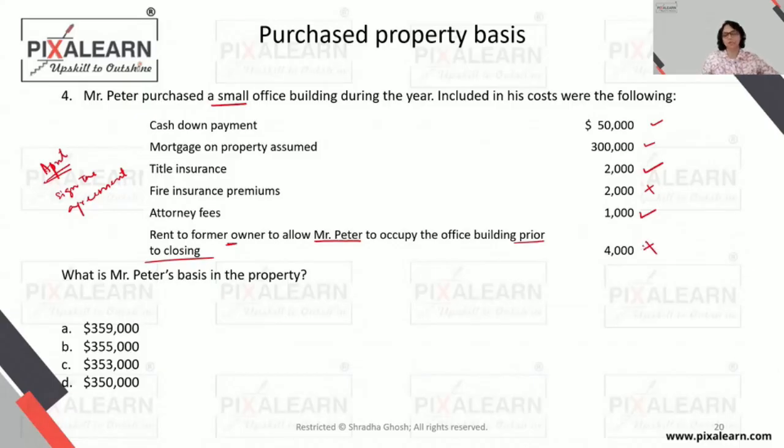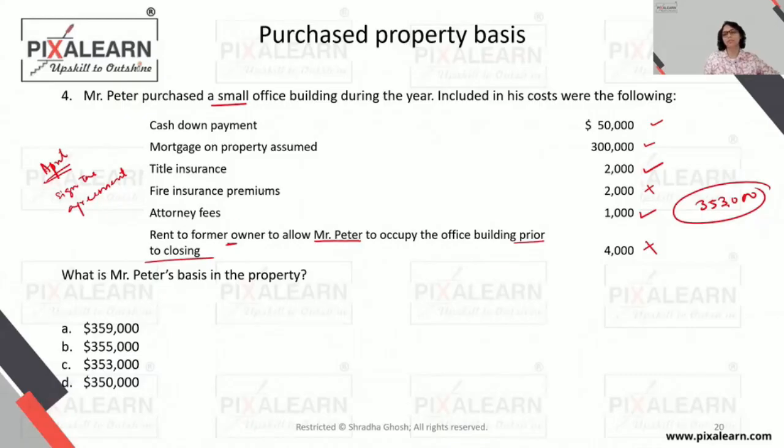After 2 months, when I'm going to close the deal and the final sale is effected, that amount will not be applicable. So the total amount that will be capitalized will be 353,000, not 357,000. Whoever answered 350, that's a very vague answer.